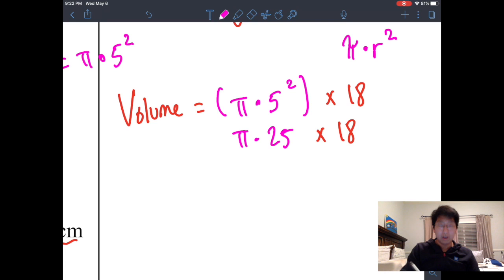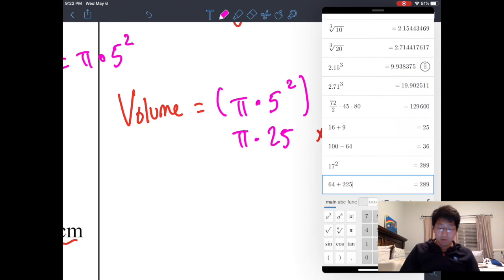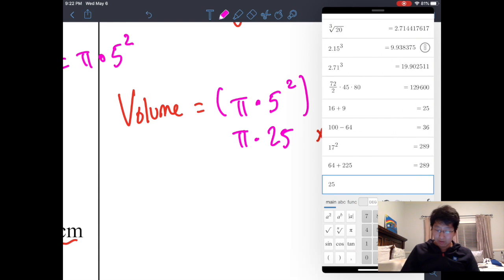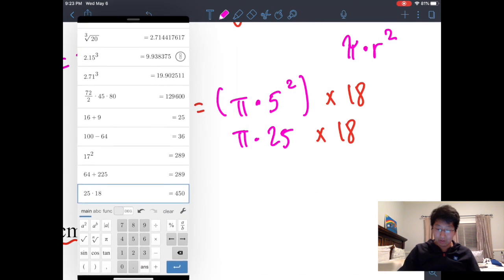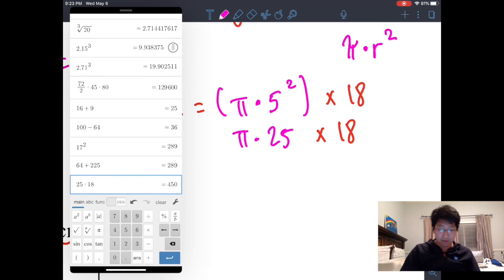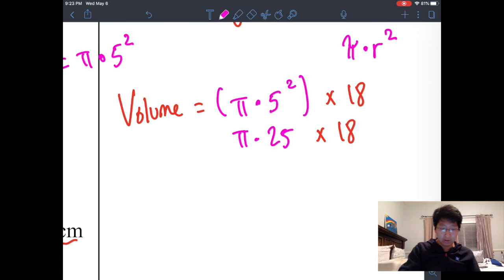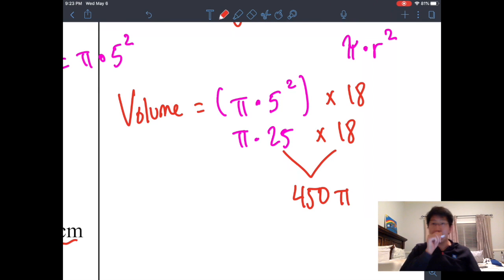Okay. I'm going to multiply 25 times 18. 25 times 18 is 450. And if you didn't see that, here it is over here. 450. So this right here, if I multiply these two, 25 times 18 is 450, and we still have pi. So our answer here is 450 pi.